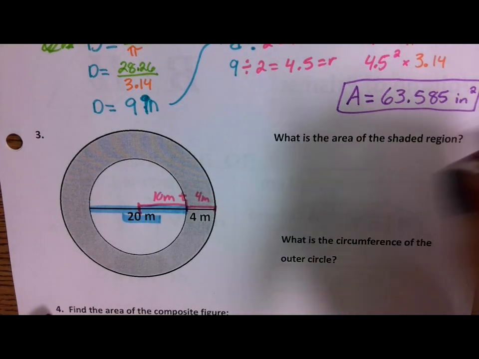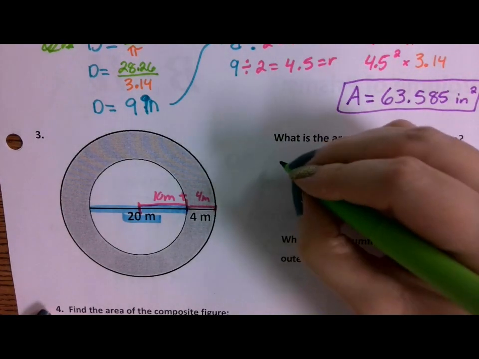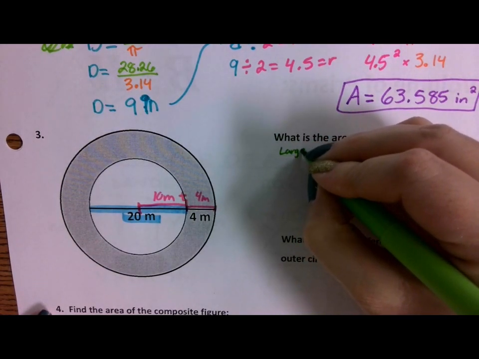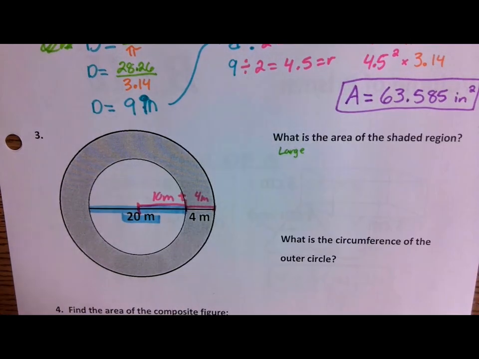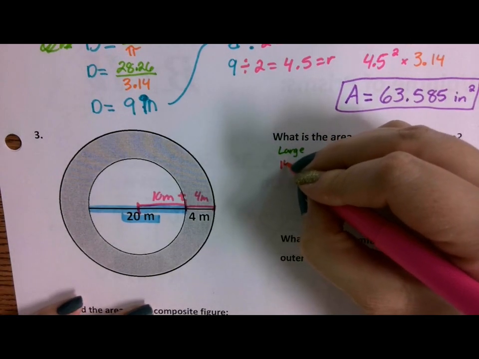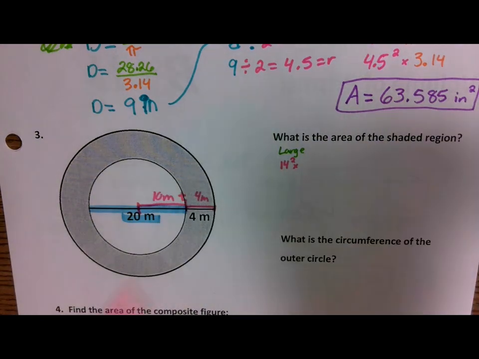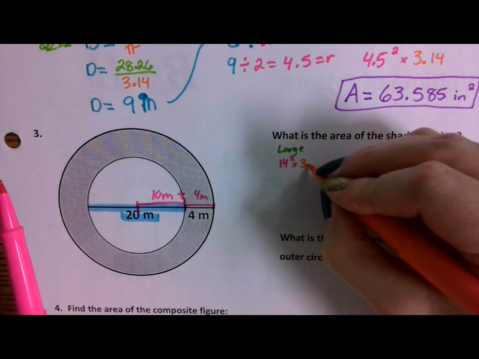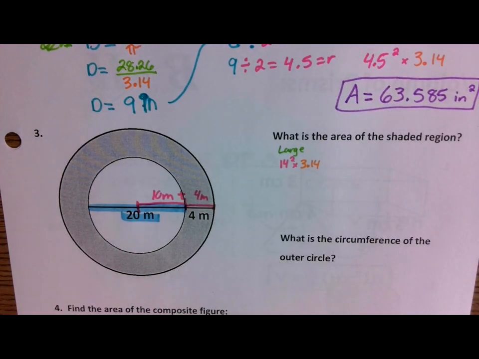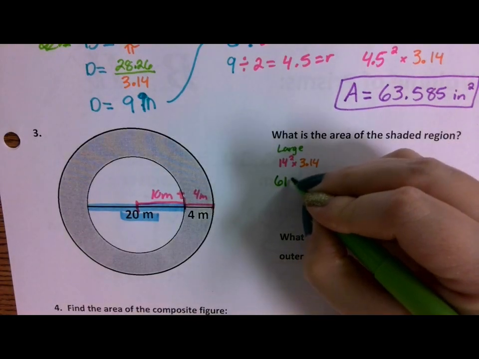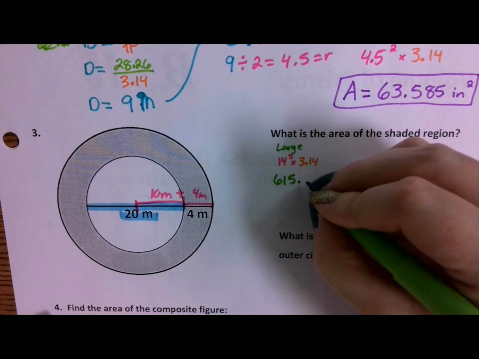Okay, so for our large circle, and I'll go ahead and do this one in green. For our larger circle, we're going to do 14 squared times 3.14. 14 squared times 3.14 for that area. And that's going to come out to 615.44.